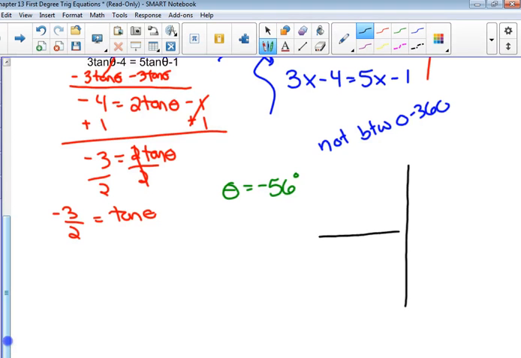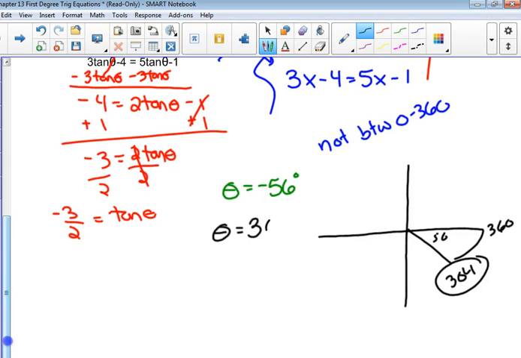In your quadrant, if you went back 56 degrees, there's 360, and if we went down 56, what would this angle be? What do you guys think? 360 minus 56 is 304. Yeah. Great, good job. Right. Now, is 304 between 0 and 360? Yeah, so this is looking good. Now, theta could be 304, because that's between my interval that I need.